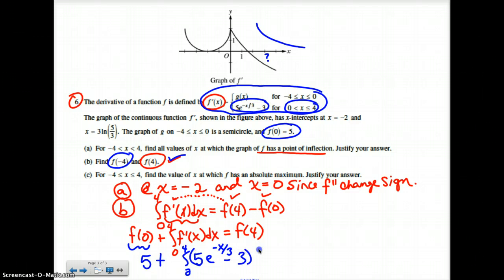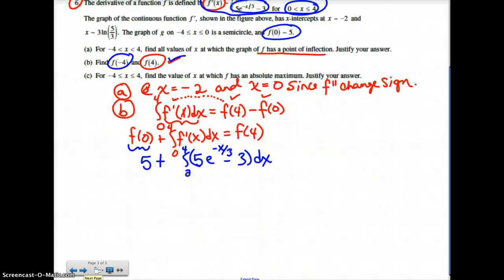And some of you have been leaving the dx off of there, which bugs me, but I don't think it's that big a deal. All right, so now what I'm testing here is, do you know how to integrate that? There are several options here. You might want to just take that 5, let it sit out front. Okay? You know that subtraction can be split up.